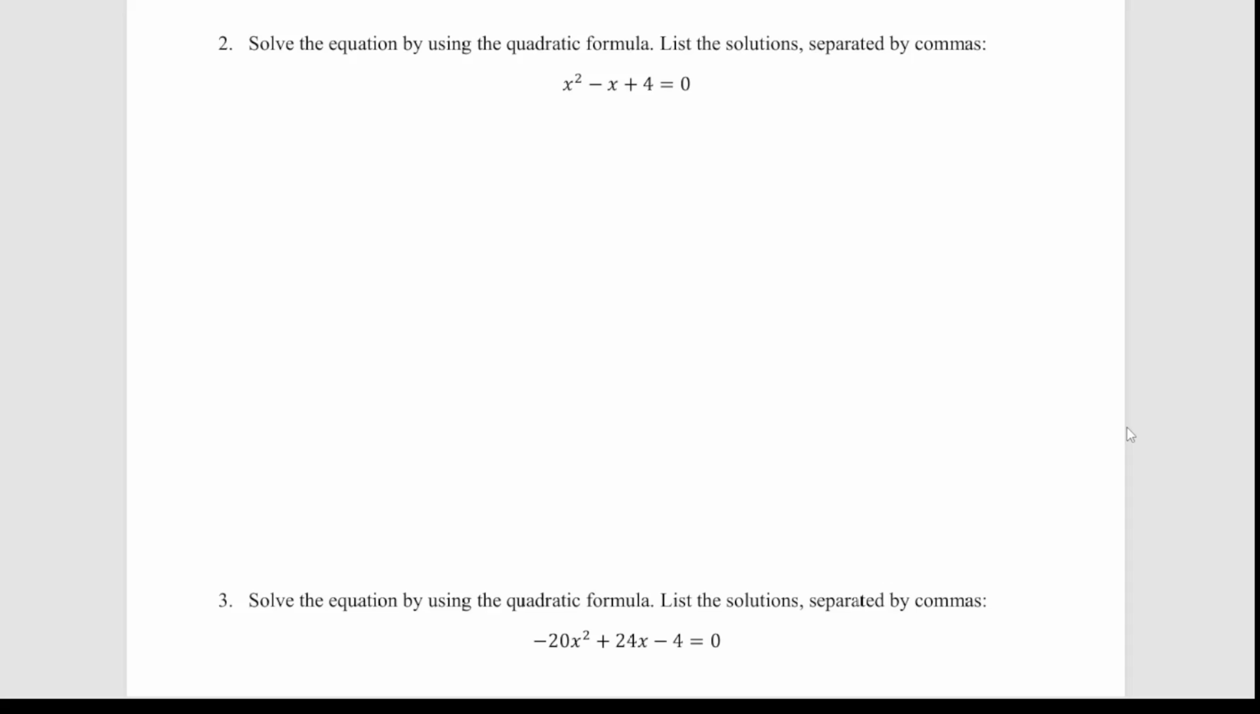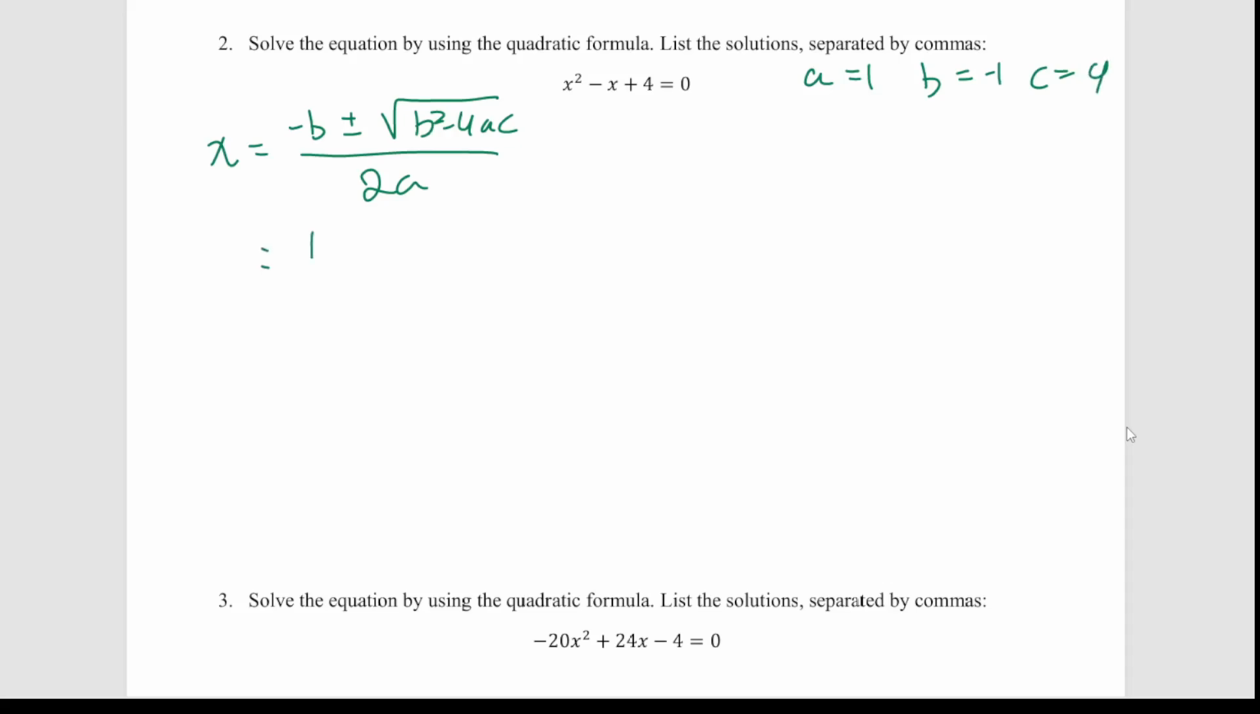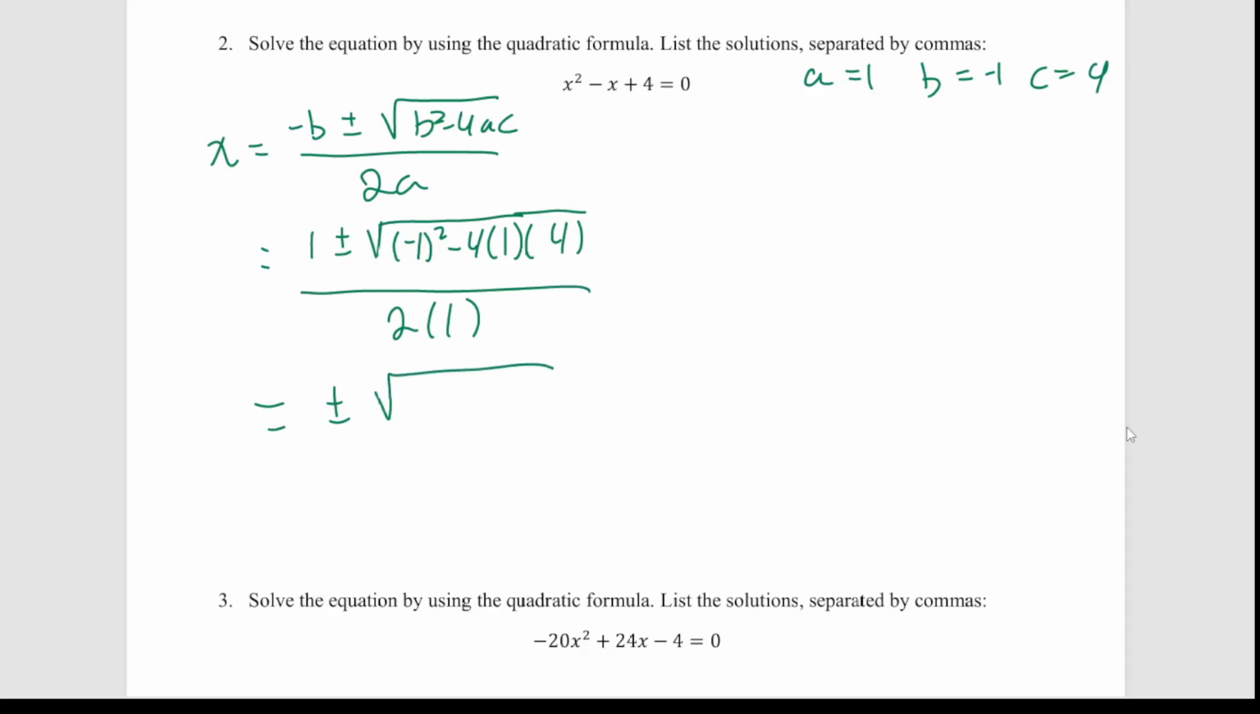So for this next one, again, you want to write down your quadratic formula first. So x is the opposite of b plus or minus the square root of b squared minus 4ac all over 2a. And then notice what a, b, and c are. So a is 1, b is -1, c is 4. So opposite of b becomes +1 plus or minus the square root of b squared. So that's -1 all squared minus 4 times a times c all over 2 times a. 1 plus or minus the square root of, tackle underneath the root, 1 minus 16 over 2. 1 plus or minus, that becomes the square root of -15.